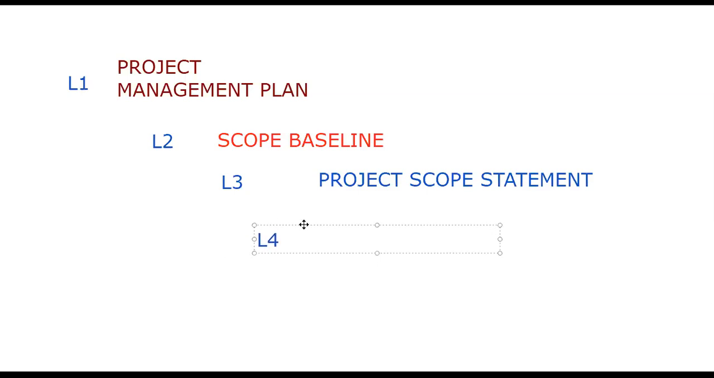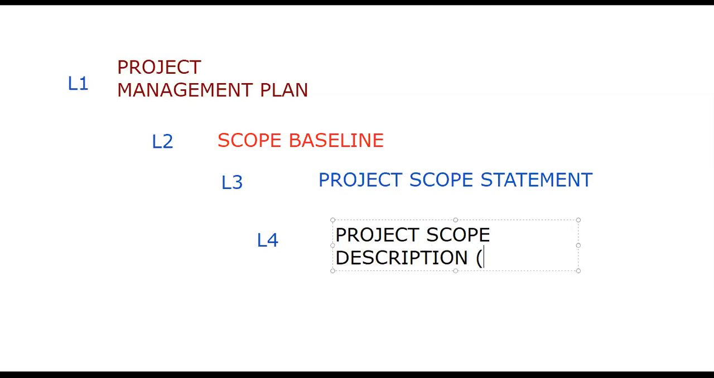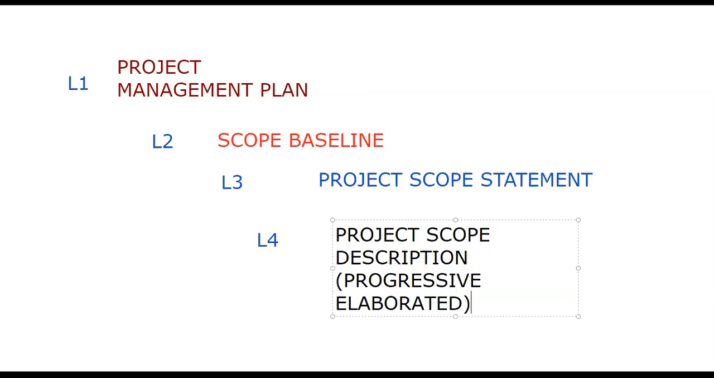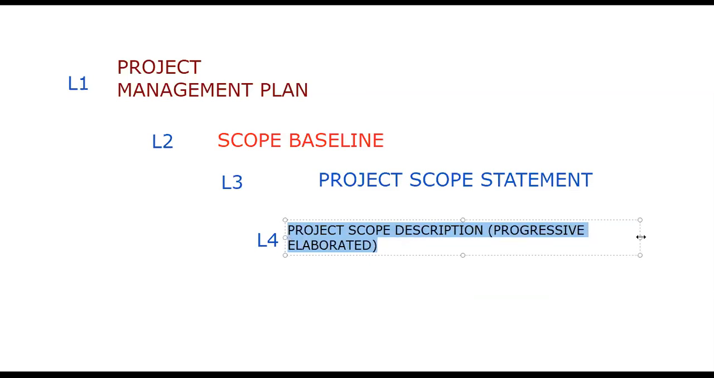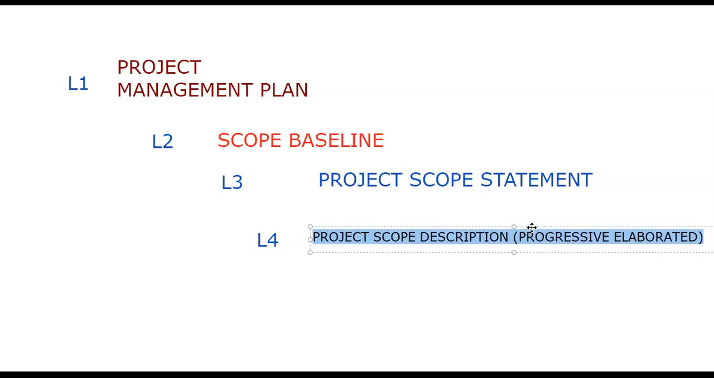What do we have in L4? If you follow me to page 155, you see these items are broken down. Under the project scope statement, the components at level 4, project scope description, which is progressively elaborated. See that? They take the pain to break it down because you could get questions at this level. So this is level 4 and your very first item, but you can see there are more items.